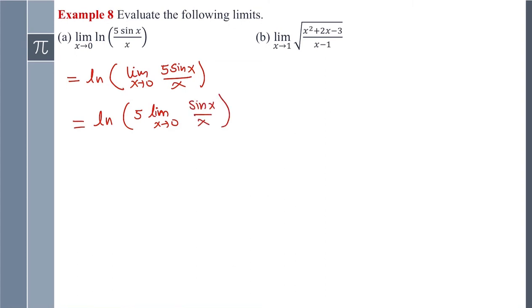And we already know the limit of sine x over x. We have done that using a table and graph in section 2.2. So that limit is 1. So this equals natural log of 5 times 1, which is 5. And then if you want, you can put it into the calculator and get a decimal value, but I'm just going to leave it right here.